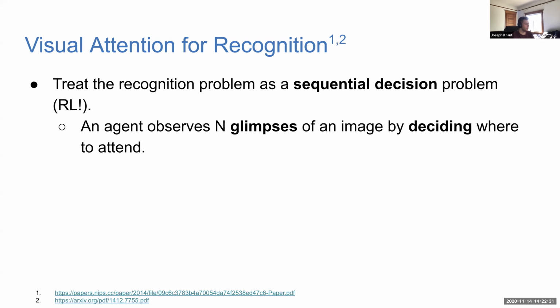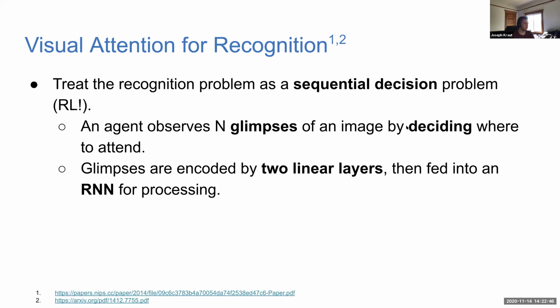So more formally, we set up the problem by saying an agent, meaning our neural network, observes n glimpses of an image by deciding where to attend. The glimpses are encoded by 2 linear layers and then fed into a recurrent neural network for processing. Just because I can't remember, did you guys learn about recurrent neural networks in a previous workshop? Yeah. Okay, cool, awesome.